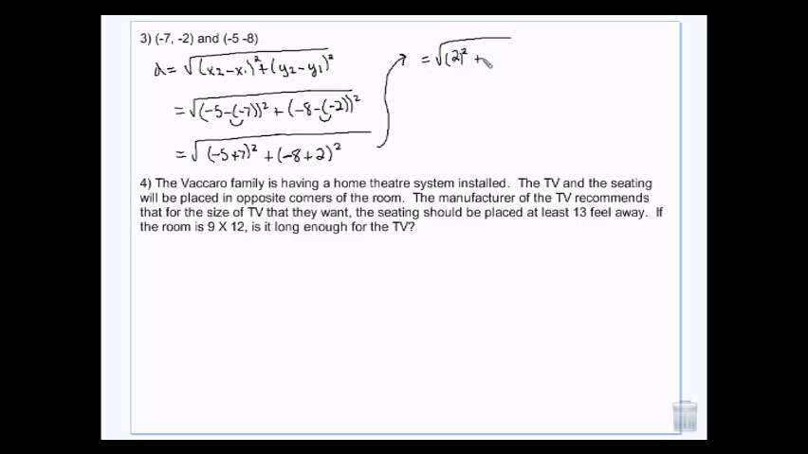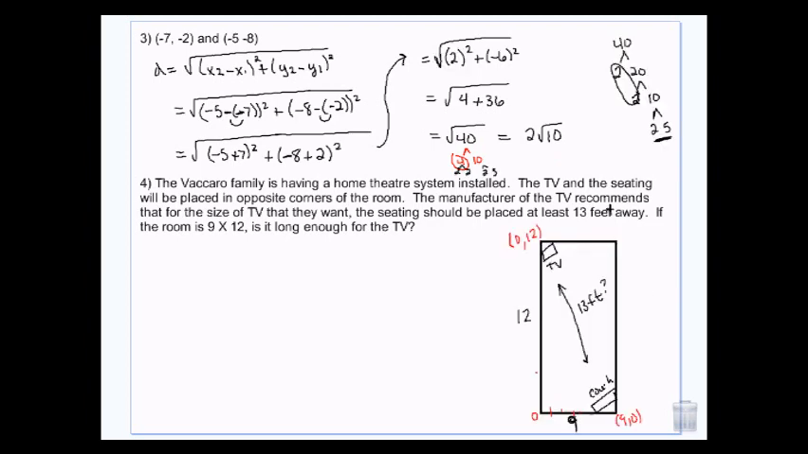plus negative 6 squared. So this would be the square root of 4 plus 36, which is the square root of 40, which is 2 times the square root of 10. Because 40 is 4 times 10, and 4 is a perfect square. 10 is not. So that's how I knew that so fast.